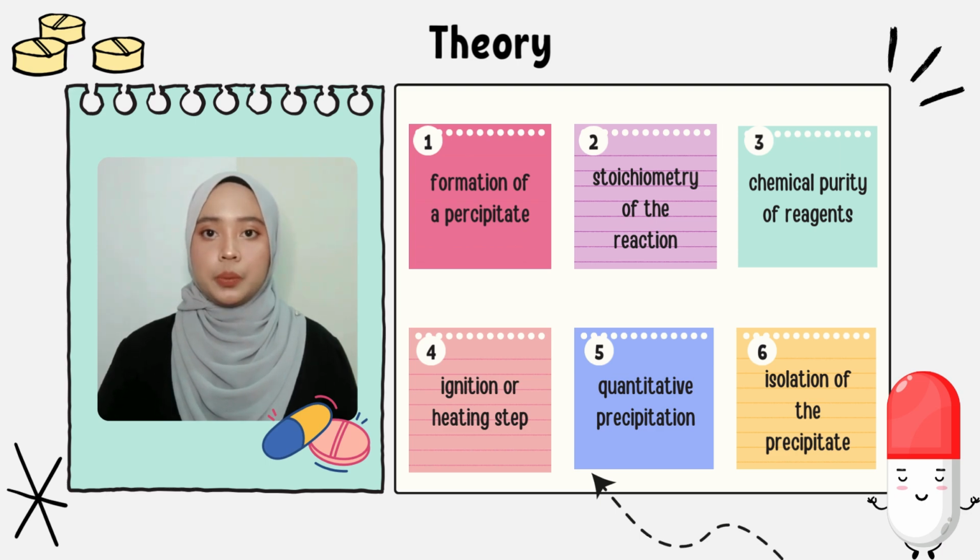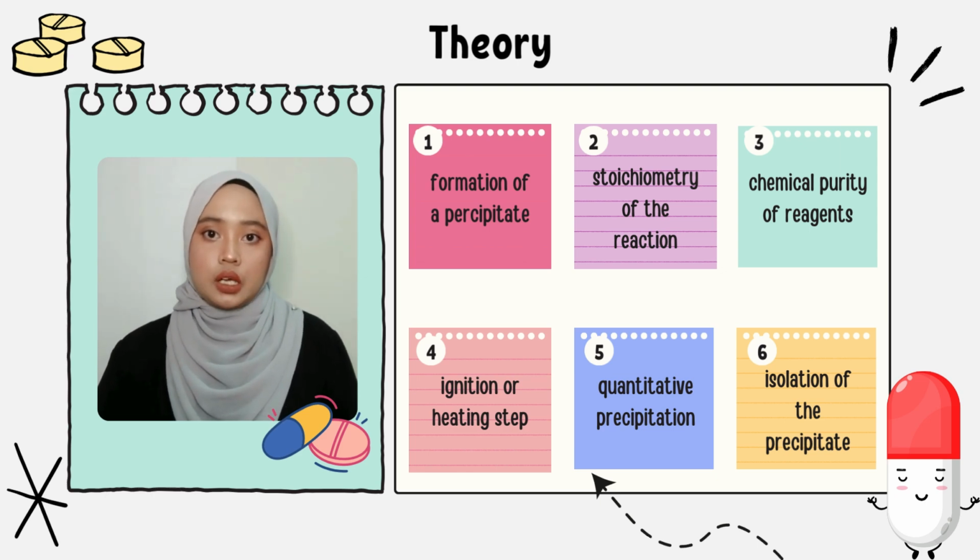Number 3. Chemical purity of reagents. High purity reagents are required for gravimetric analysis. Reagent impurities may cause the precipitate to become contaminated and produce unreliable findings. Number 4. Ignition or heating step.